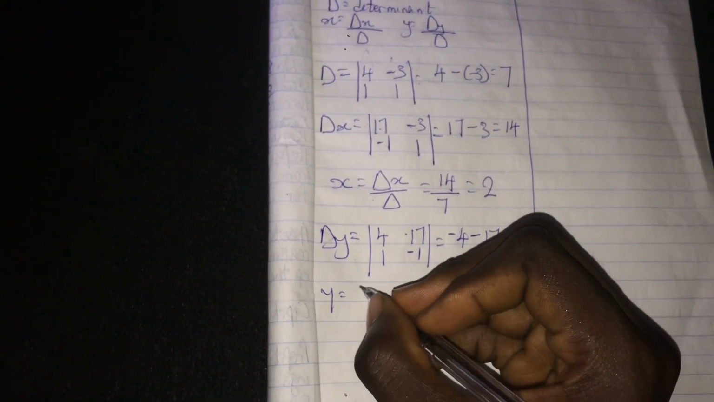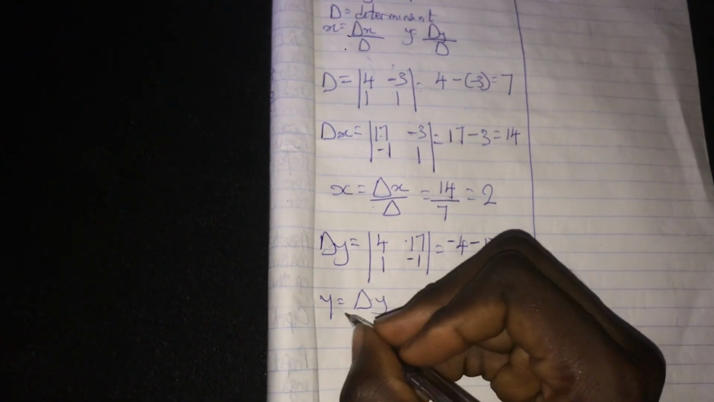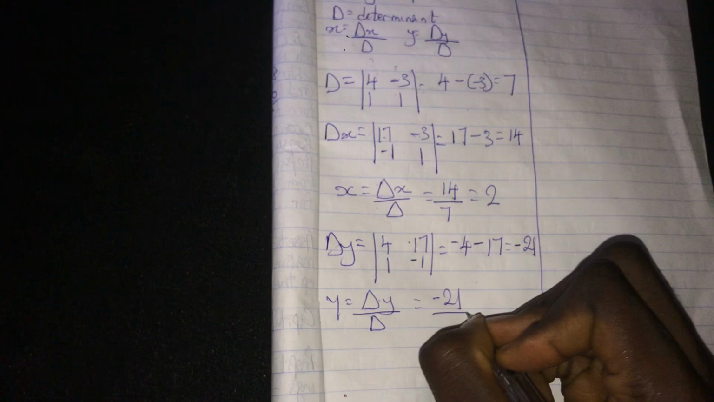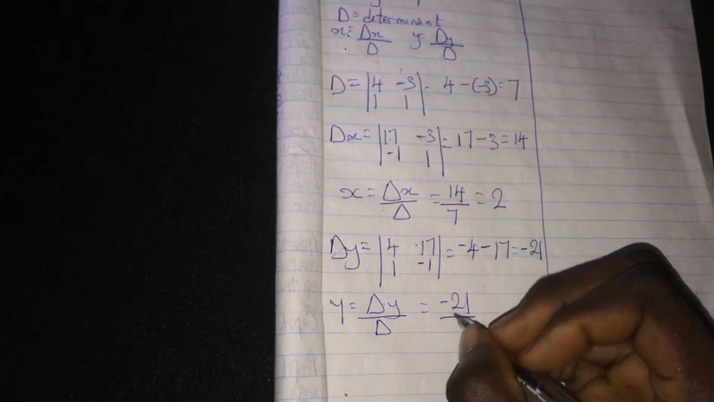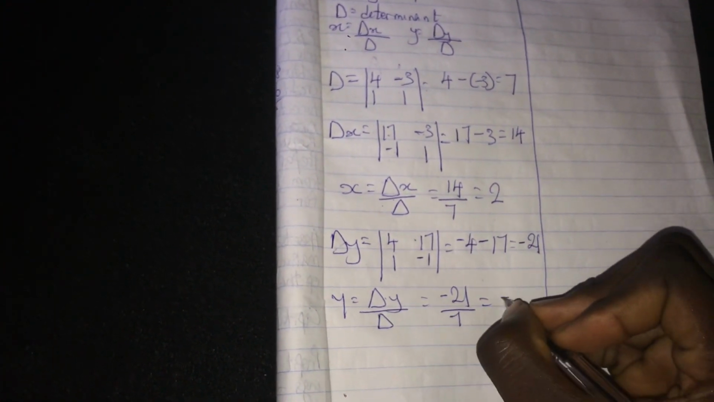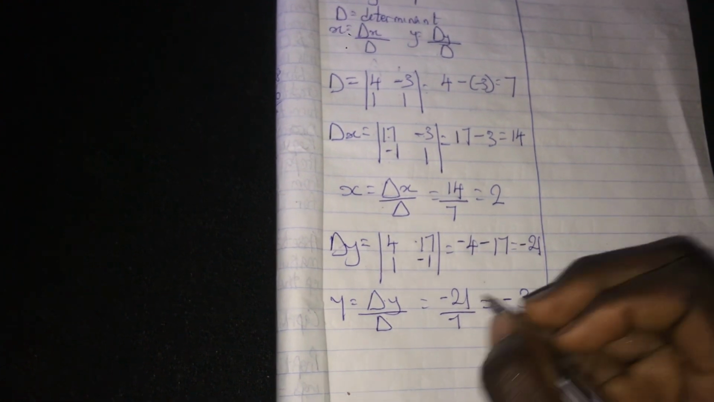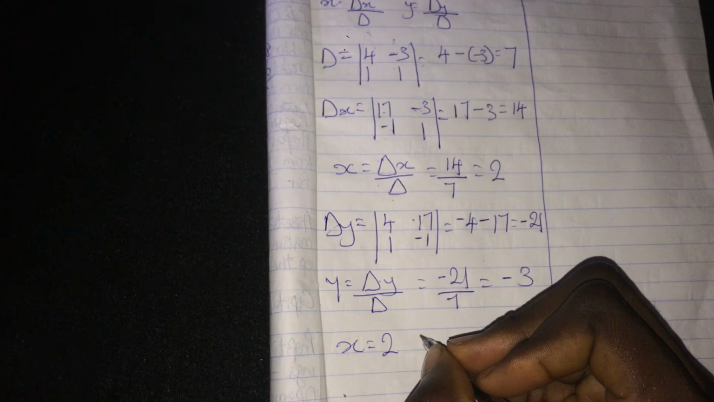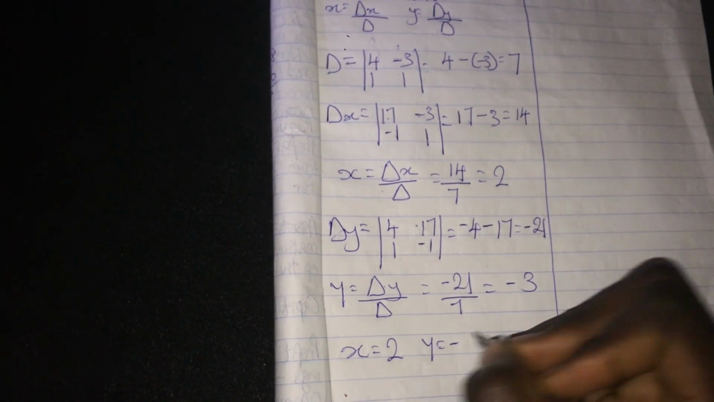And to get our y, is what? Determinant of y over determinant. And that is minus 21 over what? Our determinant is what? 7. And therefore, our y is equals to what? Minus what? 3. Our x is equals to 2. Our y is equals to minus 3. So if you put in each and every of this figure there, you should be able to get your answer.